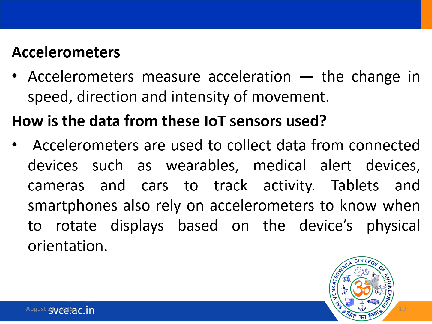So the optical type proximity sensors are widely used in these applications. Moving on to this part, we have accelerometers. Accelerometers measure acceleration, so they are used in vehicles. The change in speed, direction, and intensity of movement can be measured by using these sensors. So this is how the data from these IoT sensors are used. Accelerometers are used to collect data from connected devices such as wearables, medical alert devices, cameras, and cars to track the activity. Tablets and smartphones also rely on accelerometers to know when to rotate displays based on the device's physical orientation.